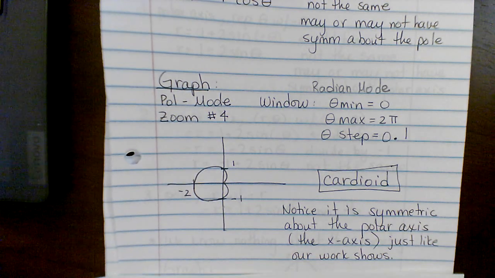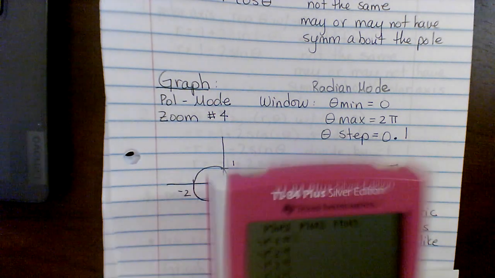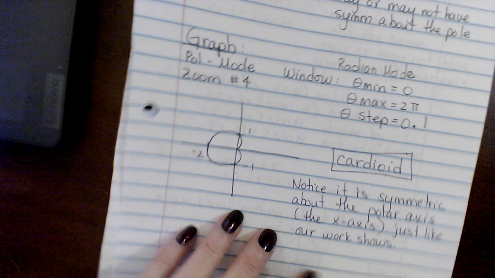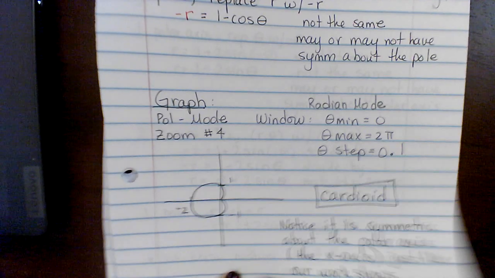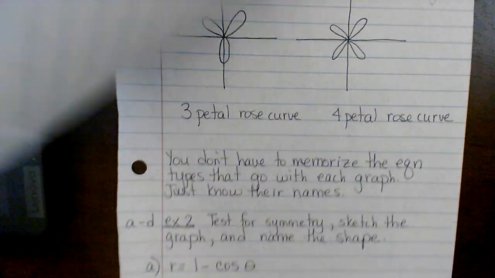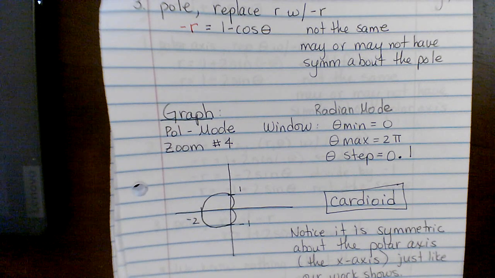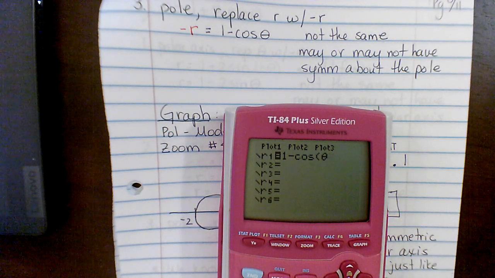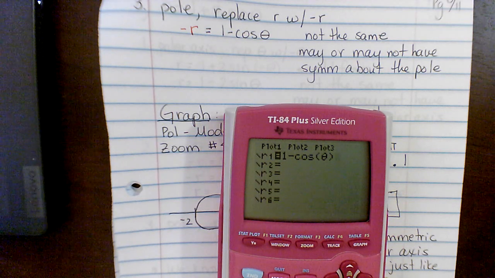All right, so let's graph this. Oh, I didn't even write it down. Oops, just bumping stuff all over the place. What was it? Oh, it was 1 minus cosine theta. There we go. So 1 minus cosine, and then my variable key.